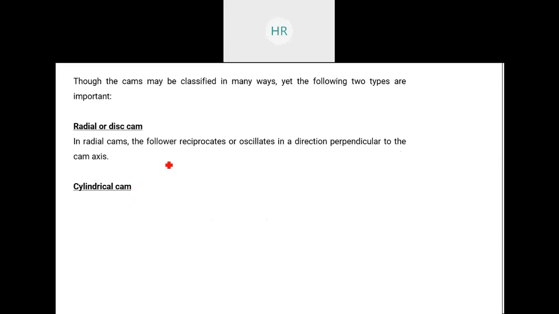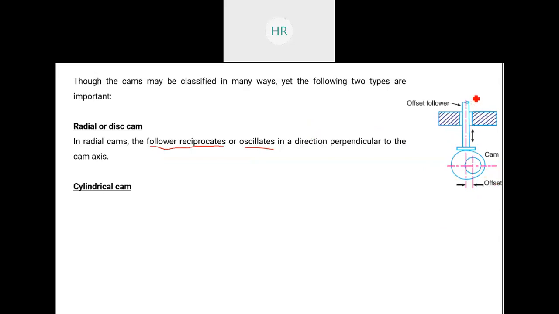So what is radial cam or disc cam? In radial cams, the follower reciprocates or oscillates in a direction perpendicular to the cam axis. कैम की जो भी एक्सिस है उसको परपेंडिकुलर डायरेक्शन में हमारा जो फॉलोअर है वो मूव होगा इन रेडियल और डिस्क कैम. तो इफ यू सी अब तक हमने जितने भी फॉलोअर के क्लासिफिकेशन देखे वो सब इस कैटेगरी के अंदर आएंगे, रेडियल और डिस्क कैम में, in which this cam is having disc type of shape and it is rotating and the follower is moving in the direction perpendicular to the axis of cam. Okay, this one is also the axis of cam.